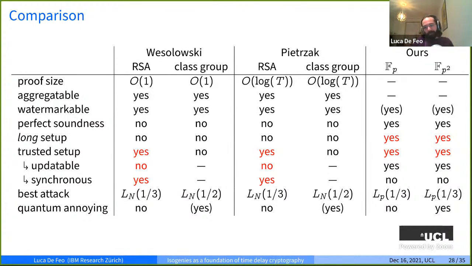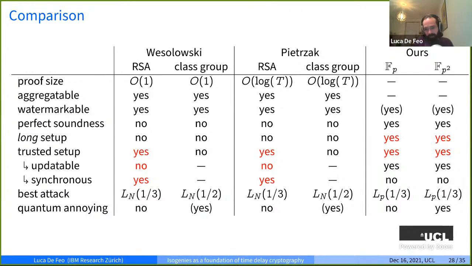There is something I didn't tell you, which is that even though it didn't seem so, we actually need a trusted setup in these isogeny-based constructions. I'm not going to go through the reason because I'm almost out of time. However, this trusted setup is a very nice one, which has much better properties than the trusted setup for RSA groups, for example.